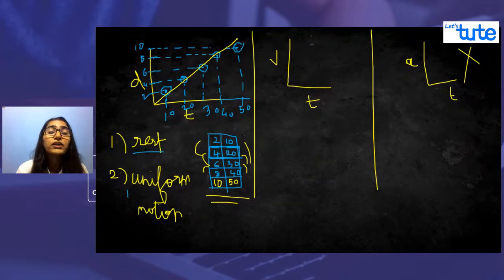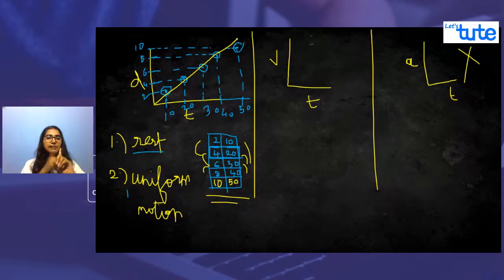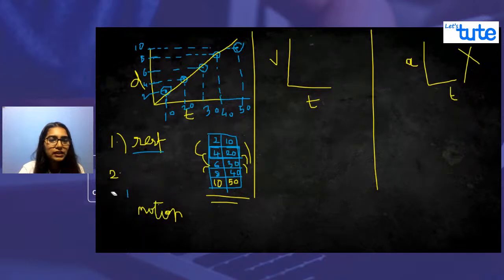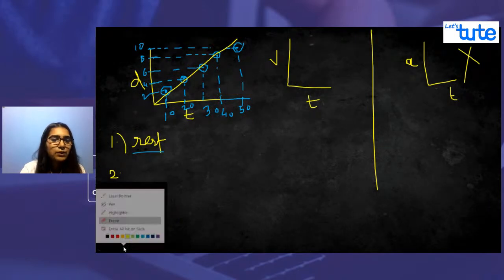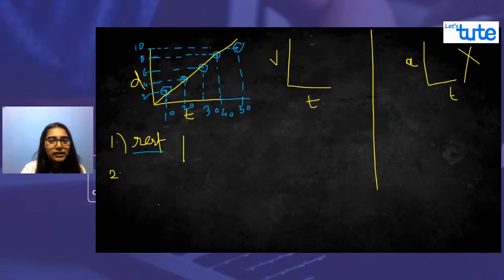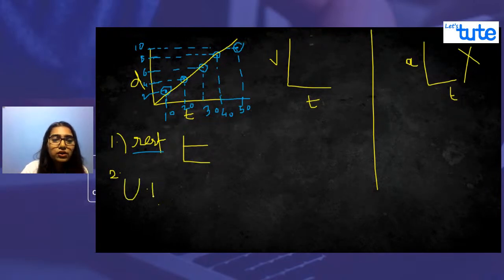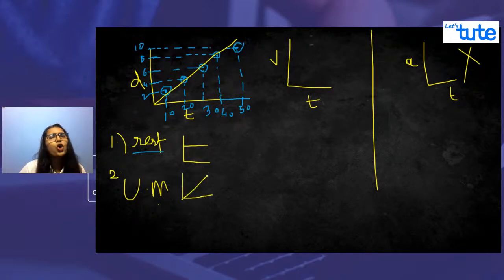Now, what happens if the body does not cover equal distance in equal interval of time? Think about it. If it is at rest, we just did one graph initially. What happens if the body is at rest? If the body is at rest, I am going to get a graph like this. Why? Because the body is not changing its position. If a body is in uniform motion, the graph that I'm getting is a linear graph or an oblique graph, as Discoverer said.